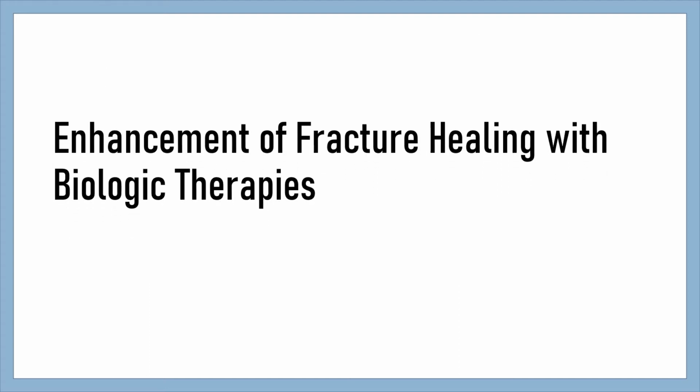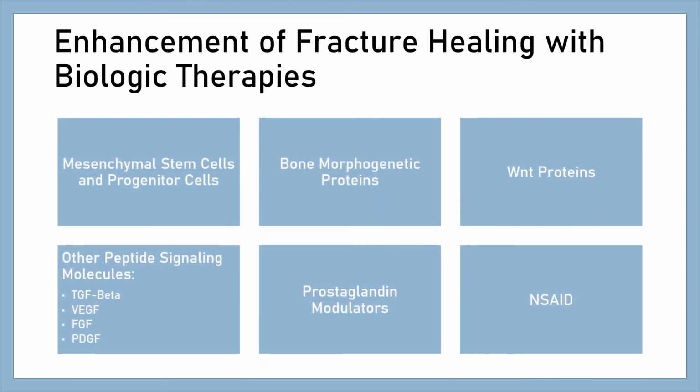Enhancement of fracture healing with biologic therapies. This consists of mesenchymal stem cells and progenitor cells, bone morphogenetic proteins, WNT proteins, other peptide signaling molecules such as TGF-beta, PGF, FGF, and PDGF, prostaglandin modulators, and NSAIDs.